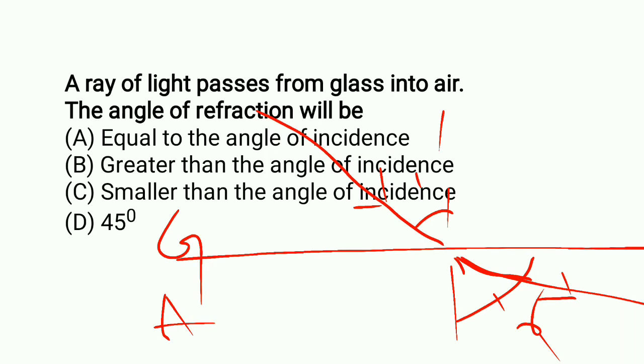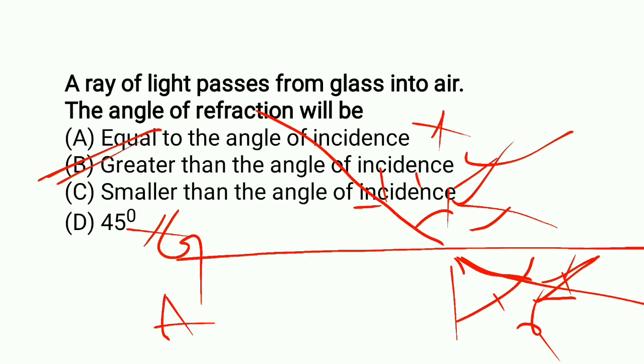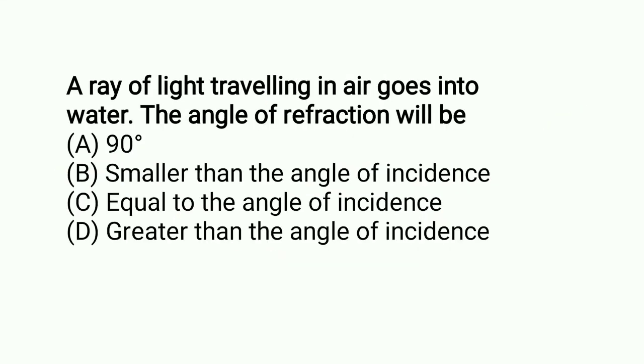Now the question is about the angle of refraction. Option A, equal to the angle of incidence? No, because these two angles are not equal, so option A is not correct. Option B, greater than the angle of incidence? Yes, this angle of refraction is greater than the angle of incidence, so option B is the correct answer. You can cross-check option C, smaller than the angle of incidence? No. Option D, 45 degrees? No. So option B is the correct answer.